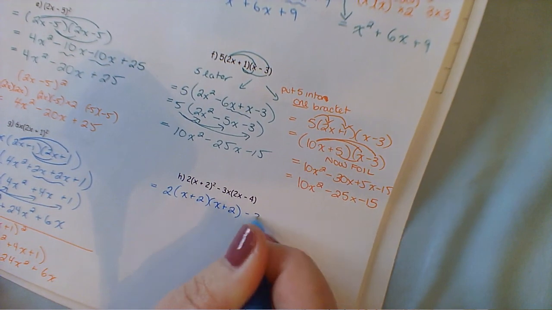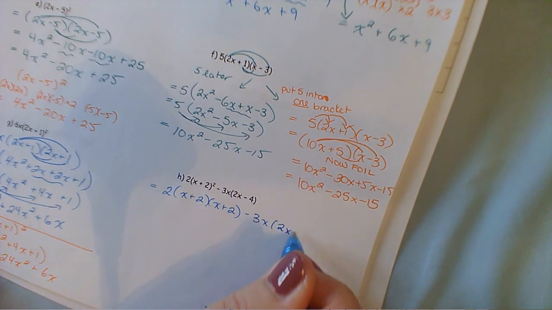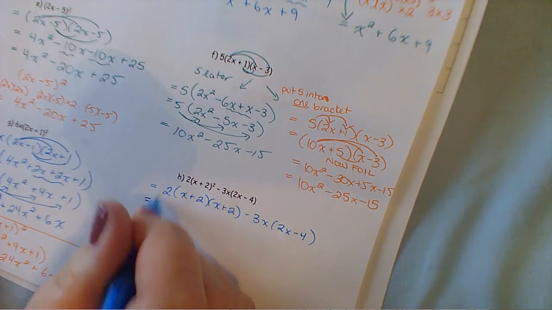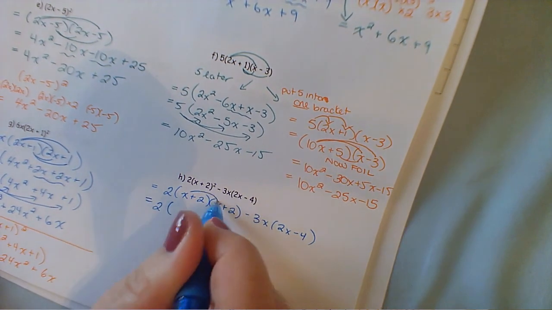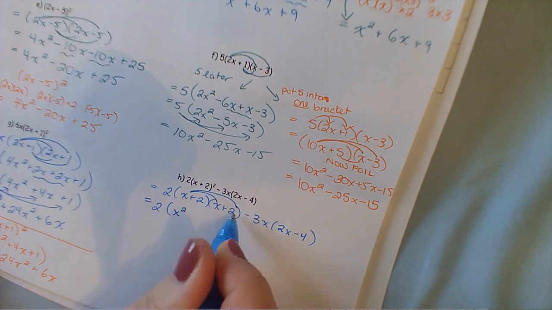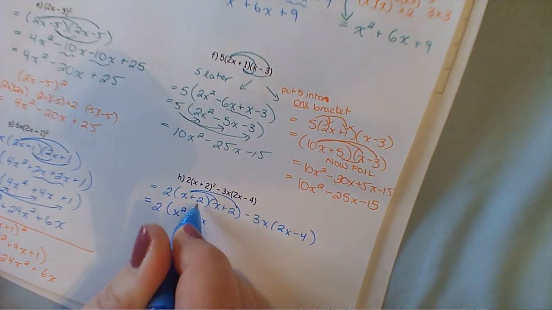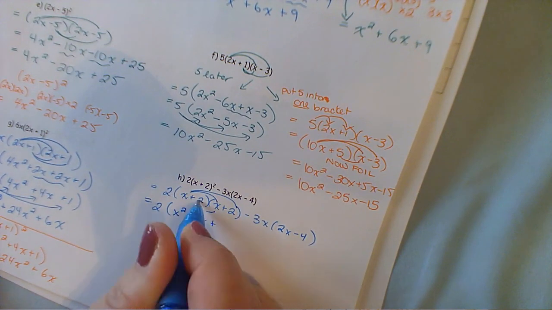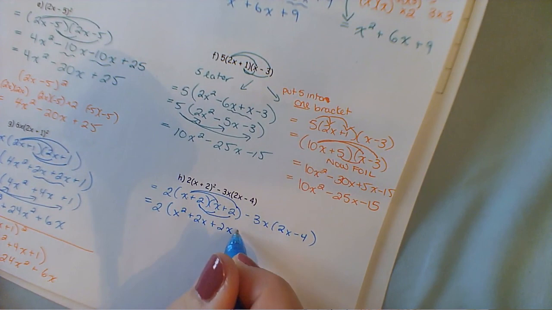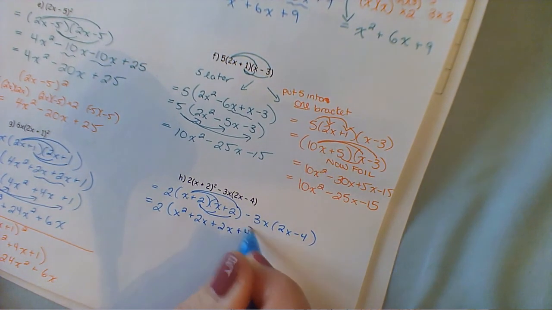And then I'll just copy out everything else. I'll deal with it on the next line. Okay, this is the longer way. I'm going to keep the 2 for now and do my FOIL first. X times x, x squared. X times 2, 2x. 2 times x, sign, positive, number 2, letter x. 2 times 2, sign is positive, 2 times 2 is 4.